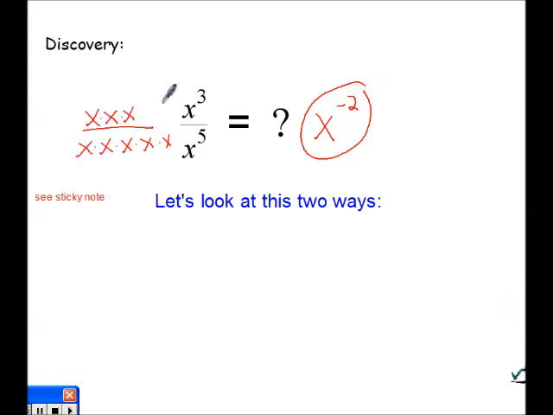The second way of looking at it is like this over here. This is x to the third, this is x to the fifth. 3 of these x's will cancel out with 3 of these x's. We still have our understood 1 right here. So what we're left with is 1 over x times x, also known as x squared. So since both of these are equal to this, these two must be equal. x to the negative 2 equals 1 over x squared.